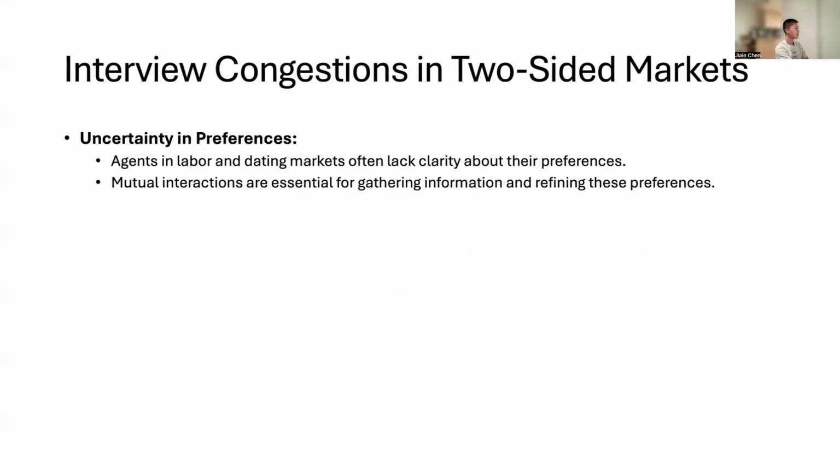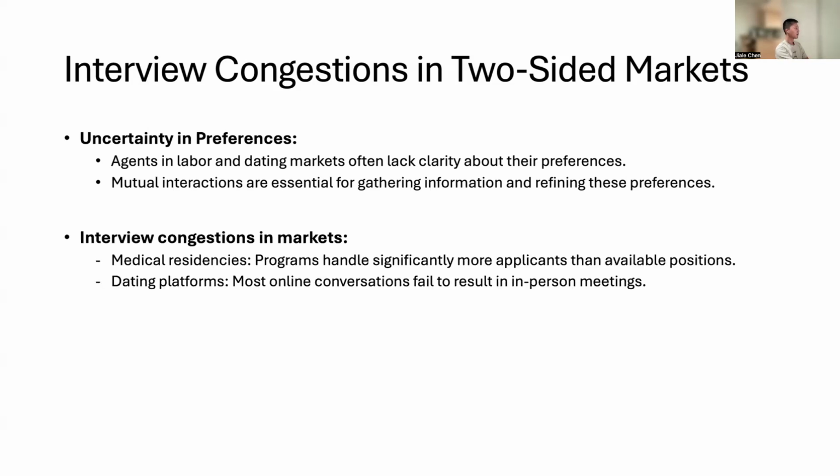Agents in real-world markets, including labor and dating markets, often lack clarity about their preferences. So mutual interactions, for example, interviews, are essential for gathering information and refining these preferences, which might lead to interview congestions in markets. For example, in medical residencies market, programs handle significantly more applicants than available positions. In dating platforms, most online conversations fail to result in in-person meetings.